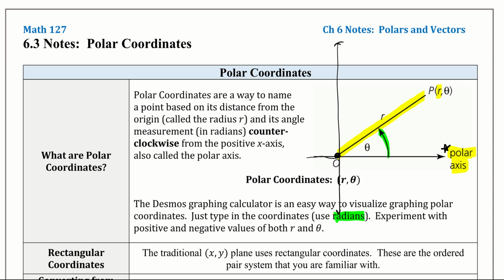Now we could write a negative angle, and if we ever use a negative angle for theta, we're just going around clockwise instead of counterclockwise. So you'll see that sometimes.